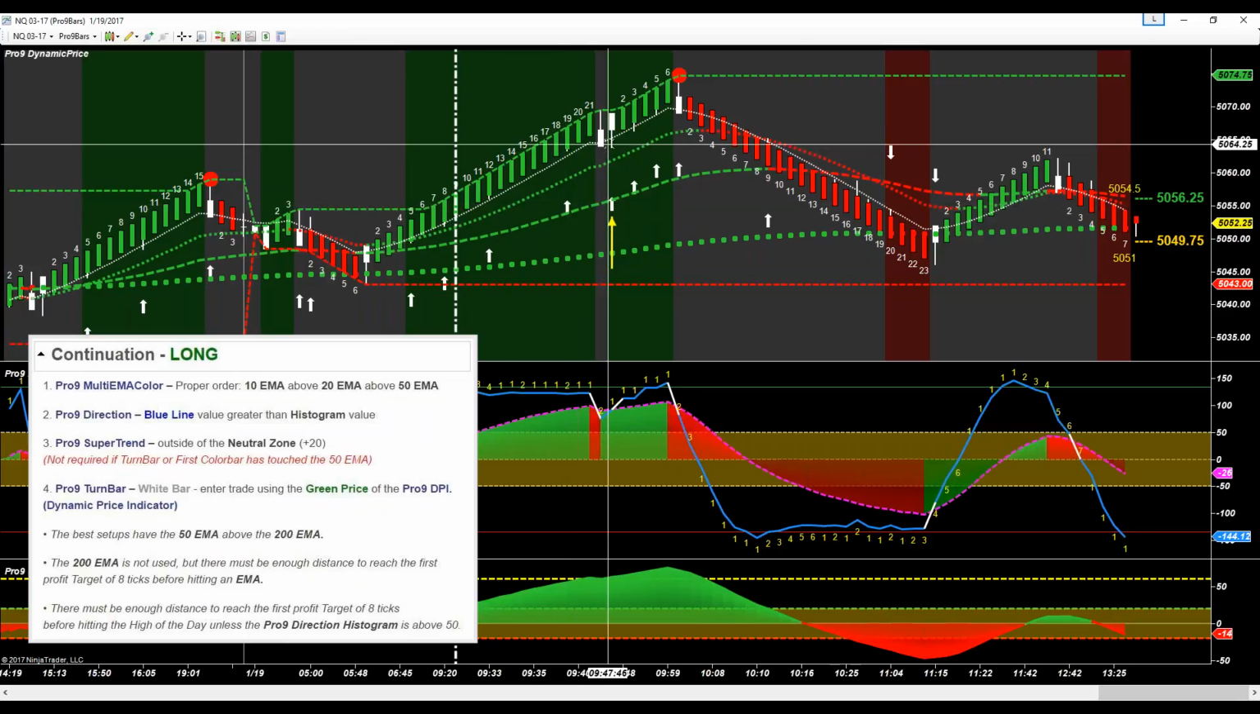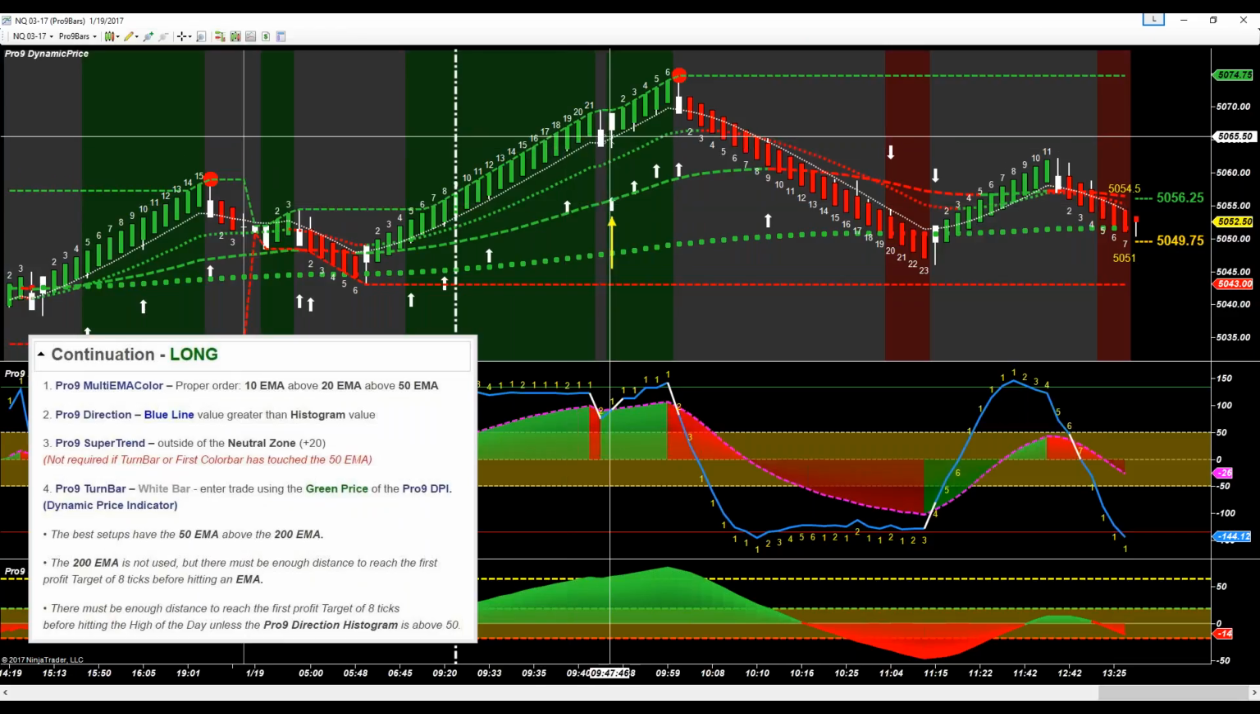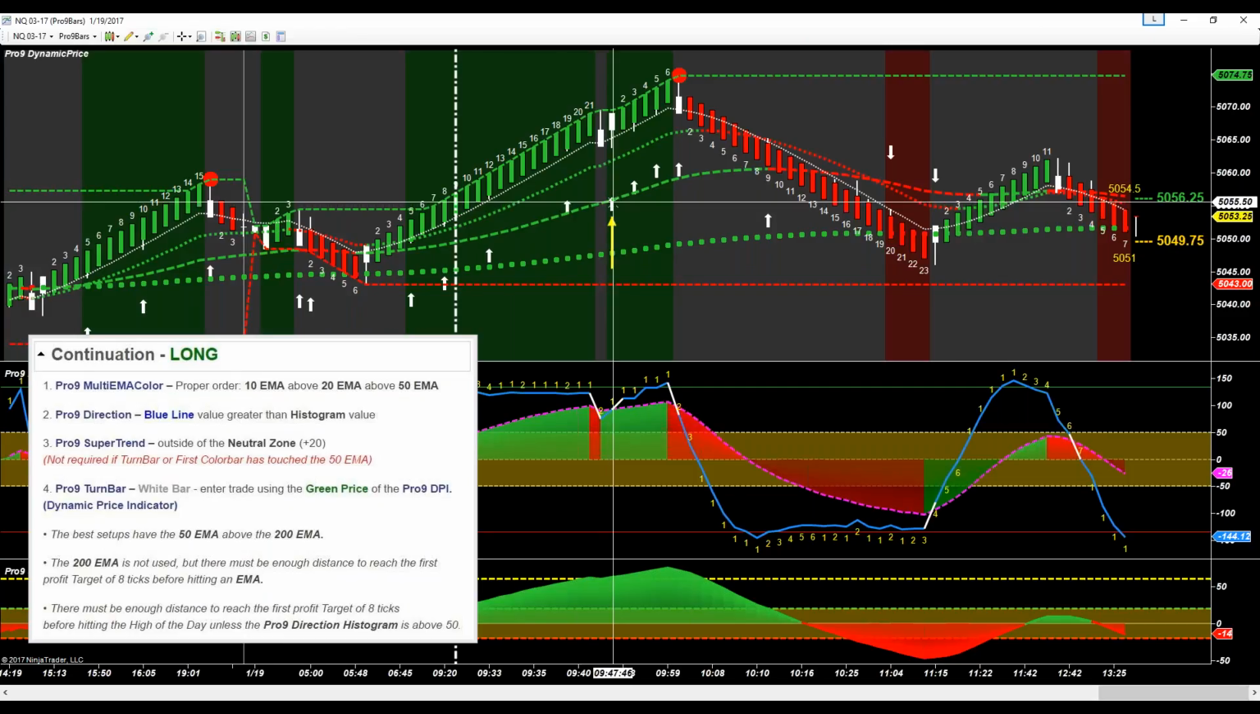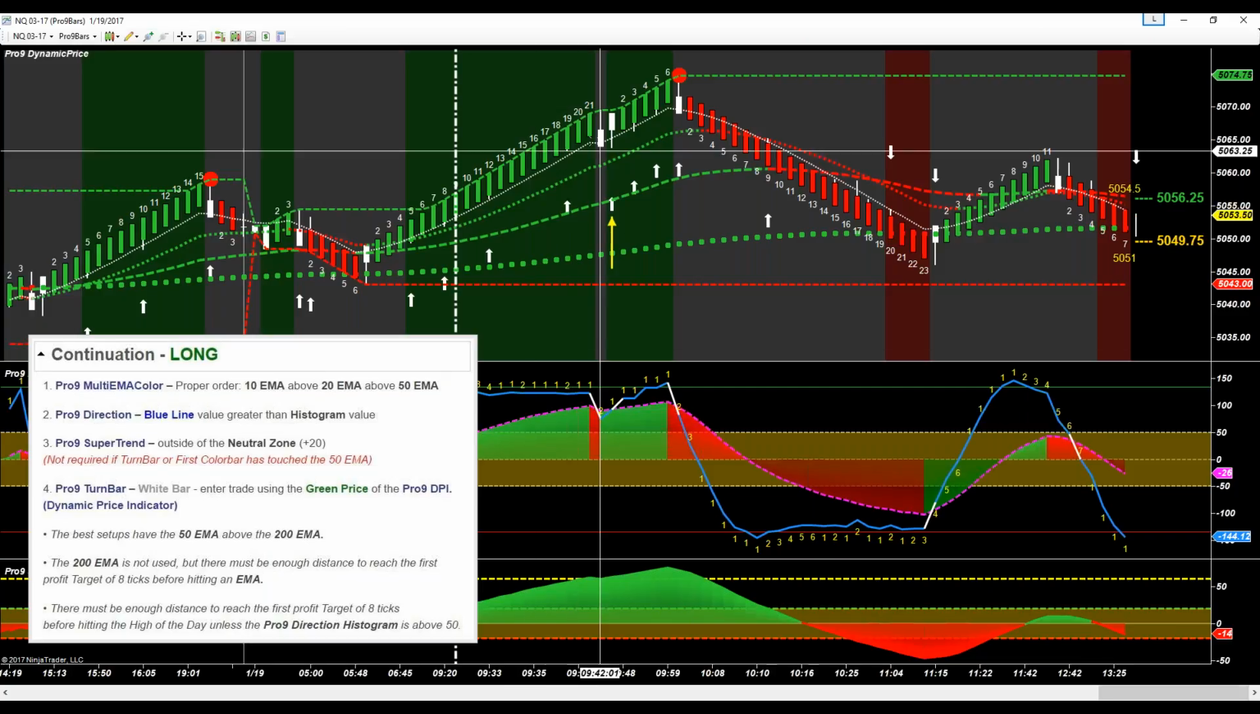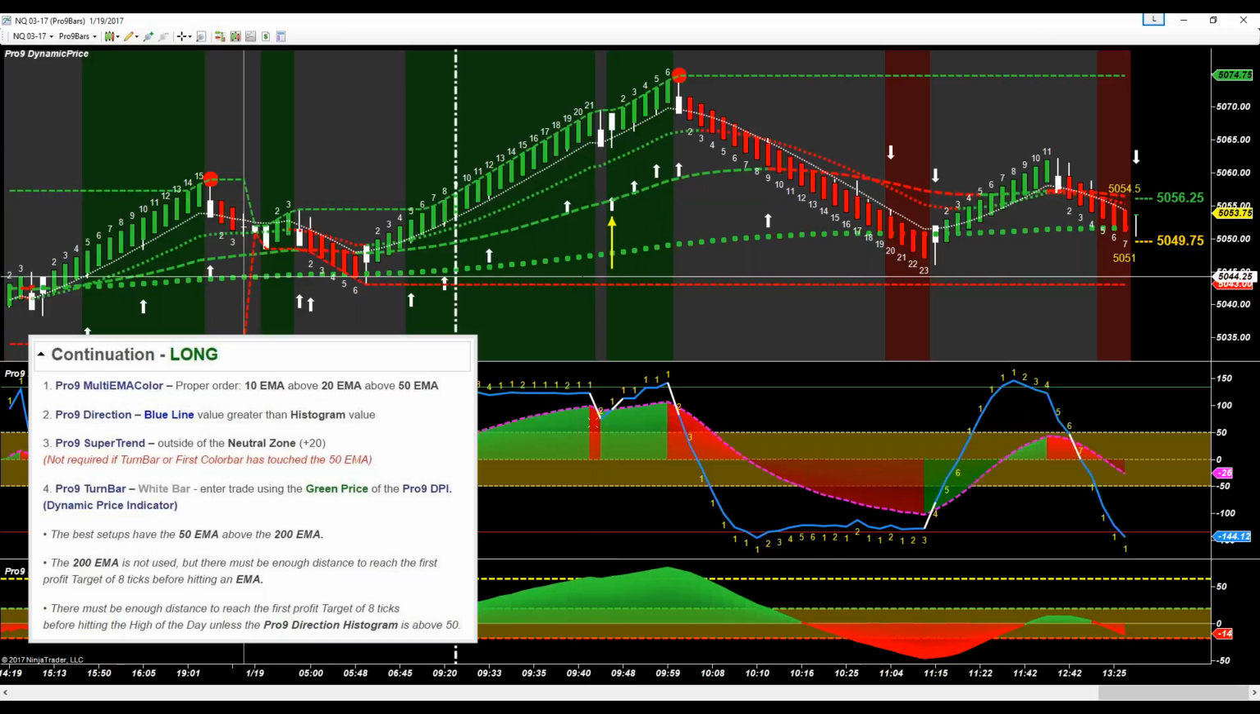So our single T, we are looking for the 10, 20, and 50 EMA to be in the correct order. The 200 is not required to be in the correct order, but the setups are stronger when it is in the correct order. We're also looking for our super trend to be outside of its neutral zone. Now, if you'll notice, we can ignore this rule if the turn bar or first color bar touches the 50 EMA. In this case, the 50 EMA is way down here, so we weren't even close. So we do need to keep in mind the super trend being at plus 20 or above.